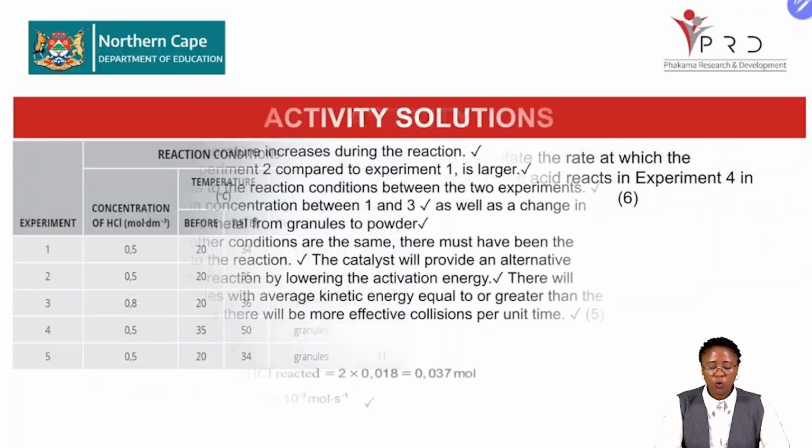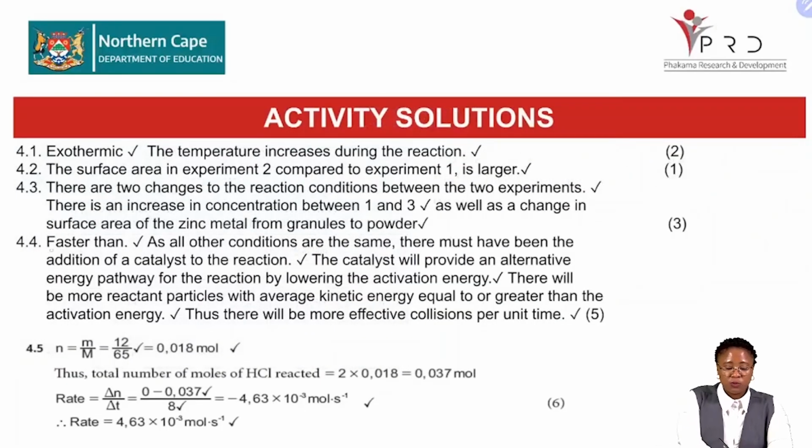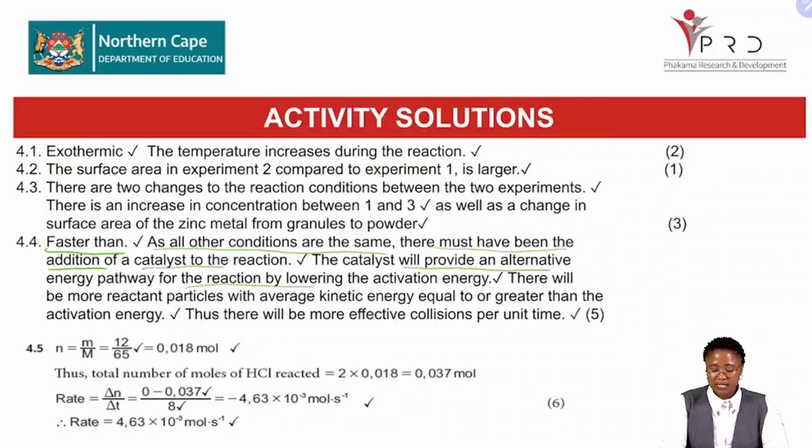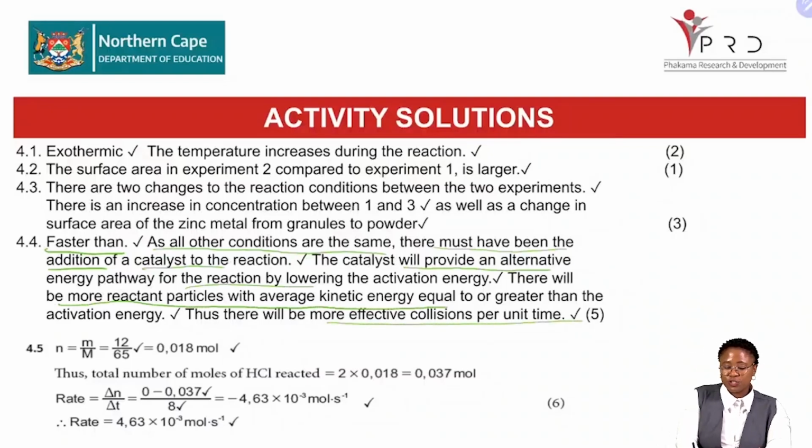So I'm quickly going to go to how I would have answered it. I would have said faster than, and then I'll say as all the other conditions are the same, there must have been an addition of a catalyst to a reaction, like I've explained. Why? Because a catalyst provides an alternative pathway for the reaction with a lower activation energy, and there will be more reactant particles with average kinetic energy equal to or greater than the activation energy, and more effective collisions per unit time, and this will affect the rate of reaction. Thus, the rate of reaction will be faster.